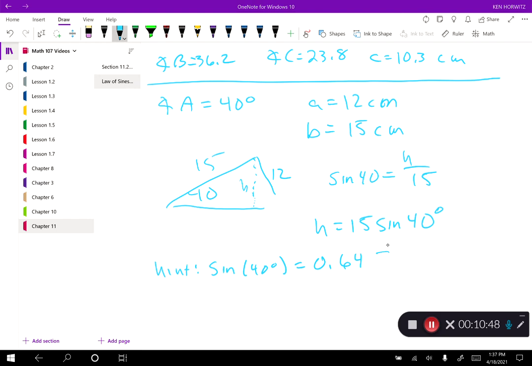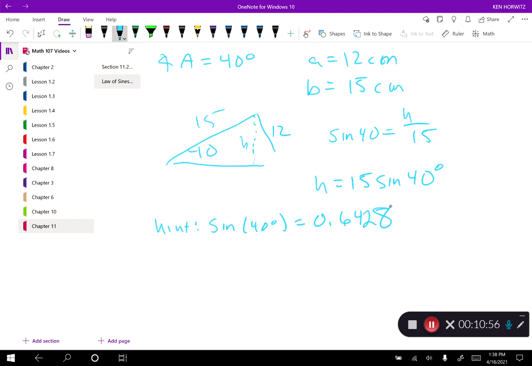Excuse me, that's a very bad start to a 2. It's 0.6428. And then from here, it's just a matter of multiplication. Doing 15 times 0.6428 is not an unreasonable multiplication to expect you to do. So why don't you do that multiplication? We have h equals 15 times 0.6428, and we'll talk about the answer on the back end.